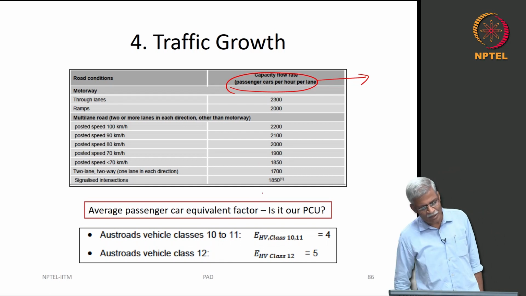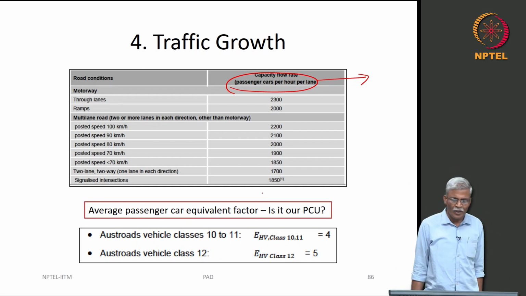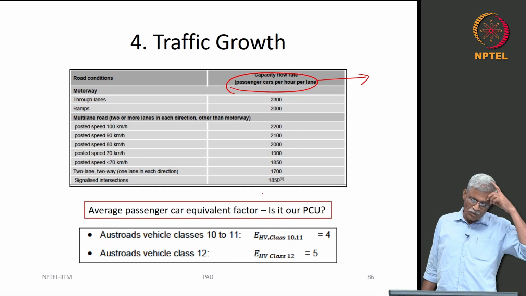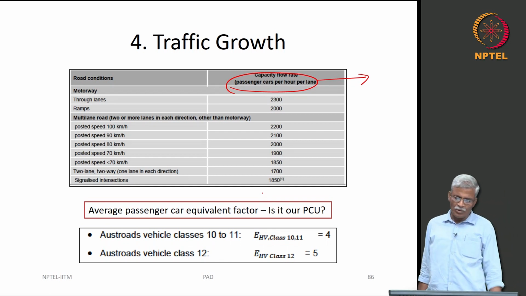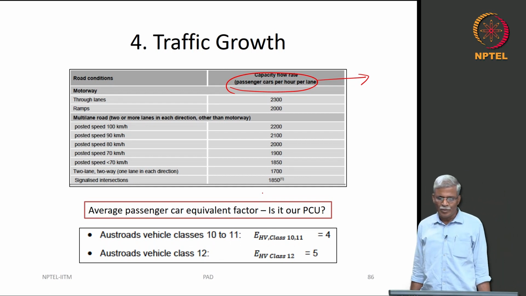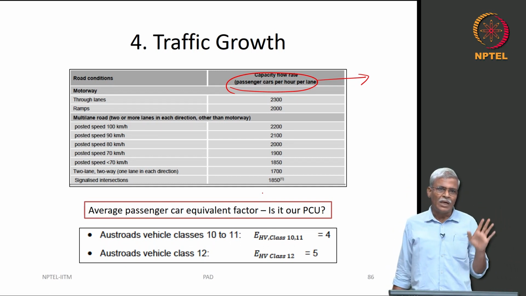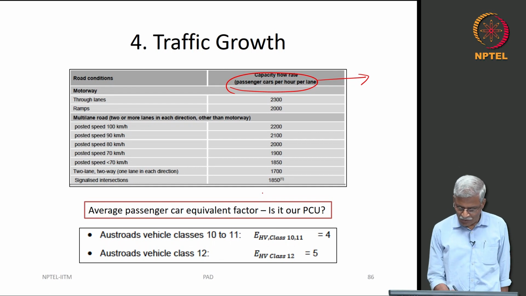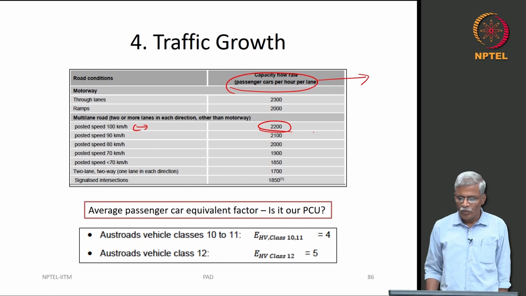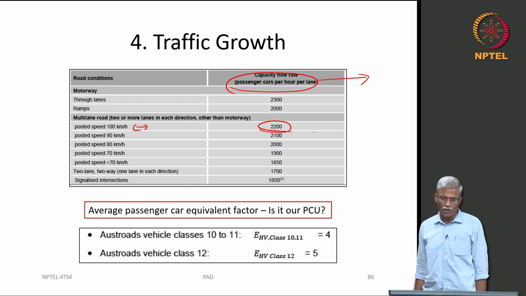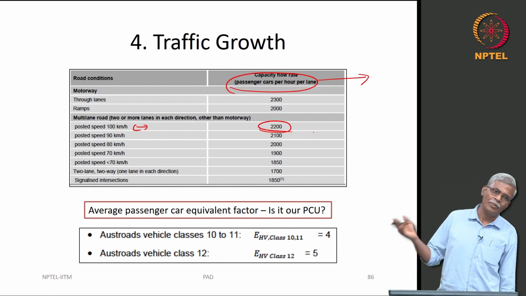These are all the capacity flow rates that are given here. If you are talking in terms of through lanes, they are talking in terms of 2300 cars per hour per lane. Of course, this is passenger car, and if it is a multi-lane road and the posted speed is, let us say, 100 km per hour, one is looking at 2200 passenger cars per hour per lane.